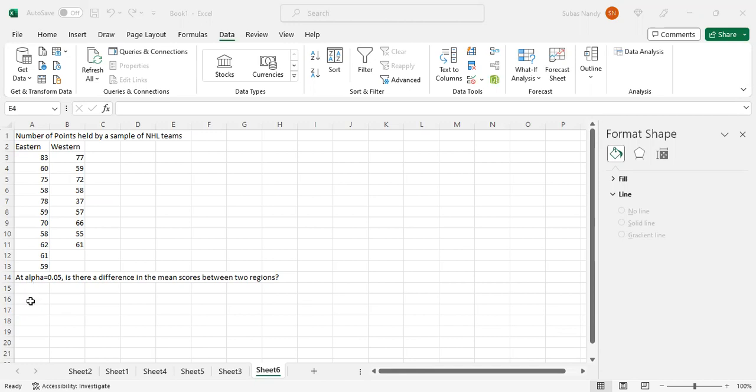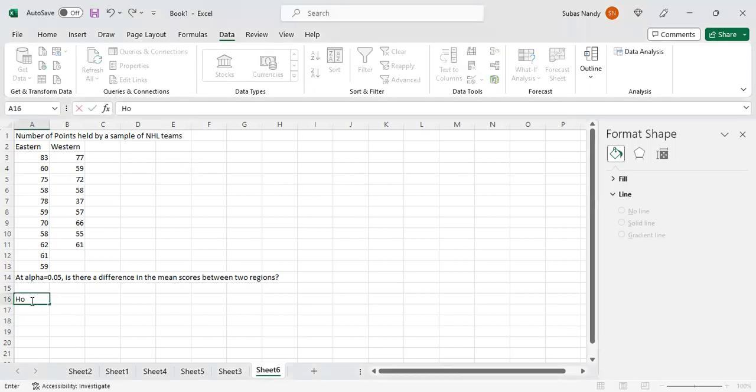Okay, so we can write H sub 0 here. H sub 0 colon mu, that means population mean. Mu E equal to mu W. Mu E is the population mean of the Eastern Conference. Mu W is the population mean of the Western Conference. In the null hypothesis, we assume they are equal.